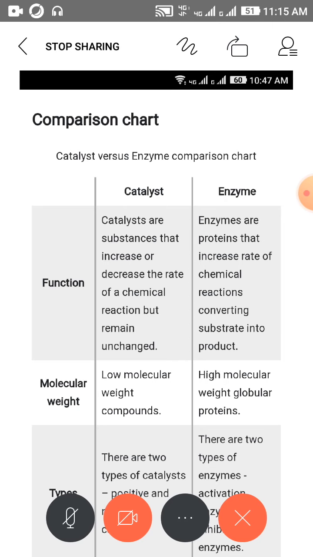And the second one, molecular weight. Chemical catalysts are low molecular weight compounds, whereas enzymes or biological catalysts are high molecular weight globular proteins. Next one, chemical catalysts are mainly of two types: first positive and next negative catalysts. In the biological catalysts there are two types, activation enzymes and inhibiting enzymes.